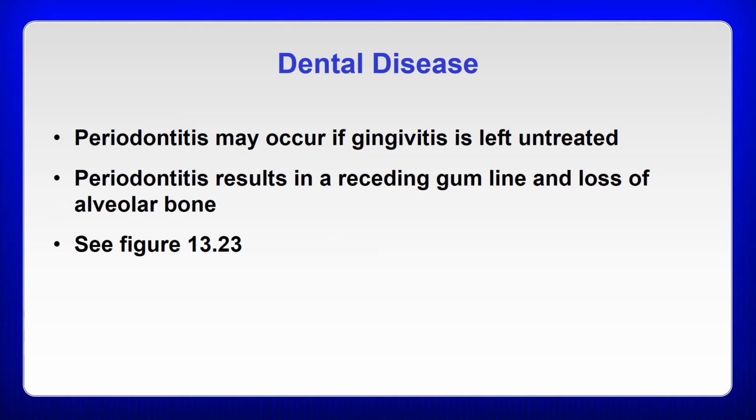If by chance gingivitis gets left untreated, so if the inflammation of the gums continues to progress, an individual can develop what's called periodontitis. This results in what you see with a receding gum line, and then the alveolar bone which surrounds the tooth starts to deteriorate. So this is just a progression if an individual does not take the appropriate steps. If they develop gingivitis and don't treat that appropriately, it can progress into a further condition such as this.